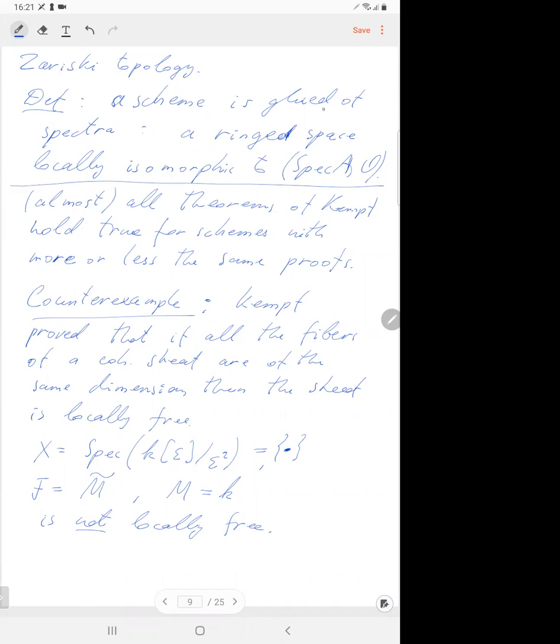Yes, and now it's more fancy, but still you just need morphisms of ringed spaces, nothing else.